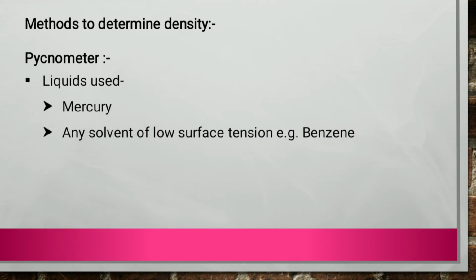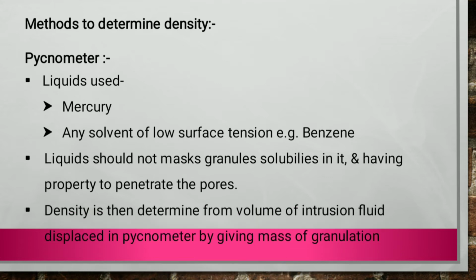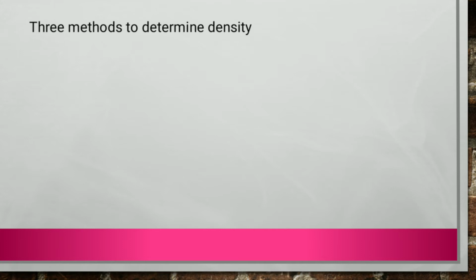Here, the liquids which are generally used include mercury or any other solvent of low surface tension like benzene. Also, the liquid should not dissolve the granules and should have the property to penetrate the pores. Then density is determined from the volume of intrusion fluid displaced by the pycnometer by a given mass of granules. Further, density can be of three different types.